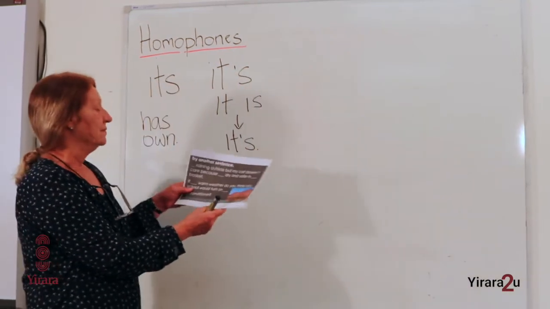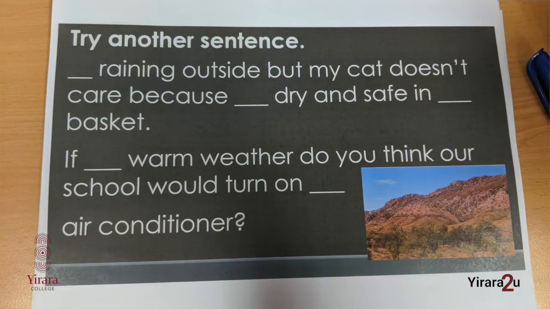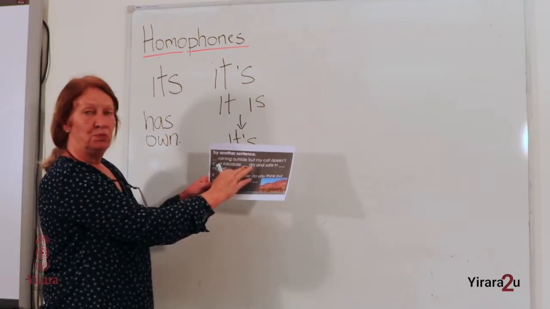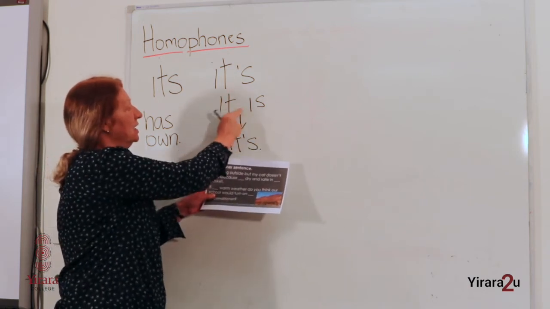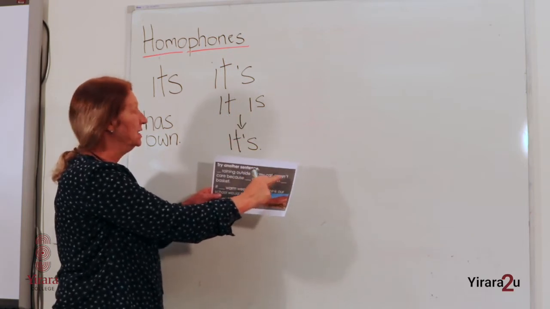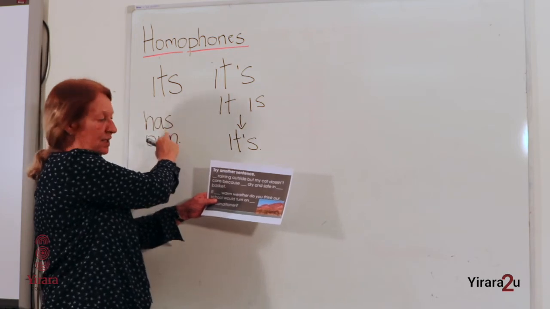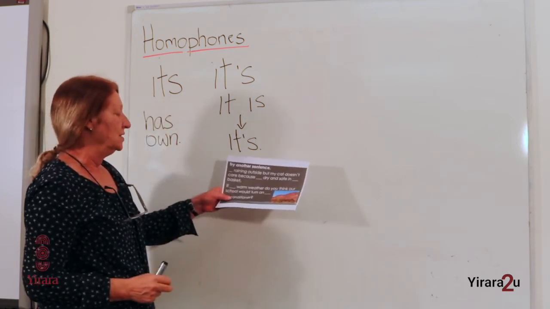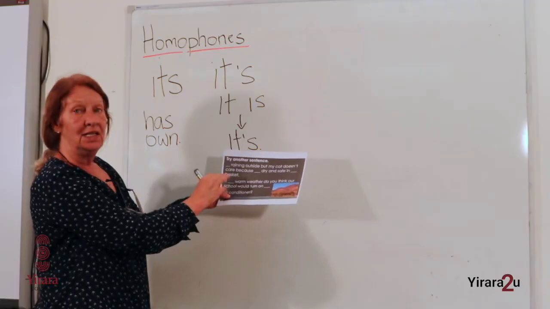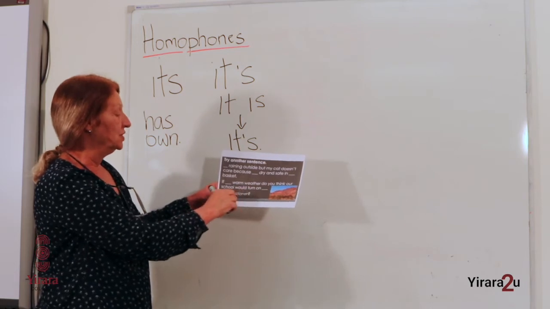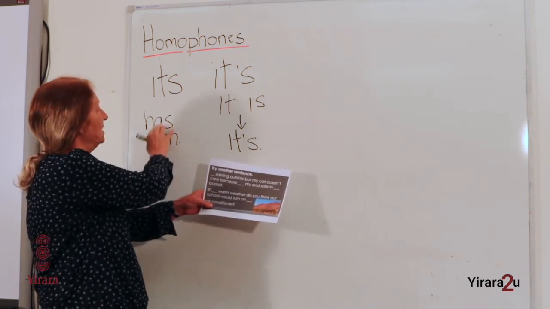Let's try another one. It's raining outside, but my cat doesn't care because it's dry and safe in its basket. So which word will we use here? Because it is dry and safe in its basket, the cat's basket. The second one: if it's warm weather, do you think our school would turn on its air conditioner? Same thing, if it is warm weather, and the school's air conditioner, the school has an air conditioner, it's.